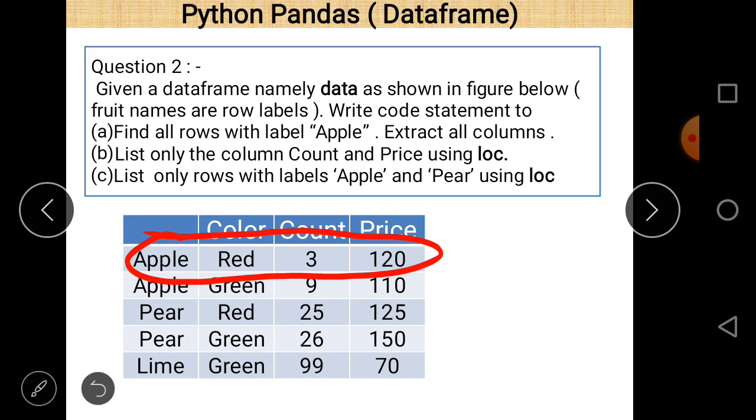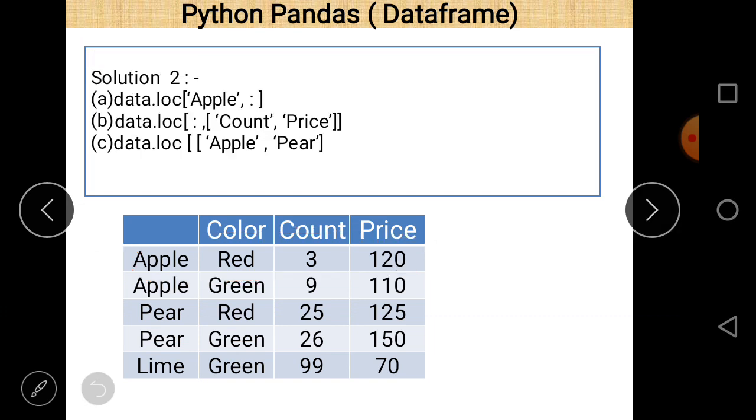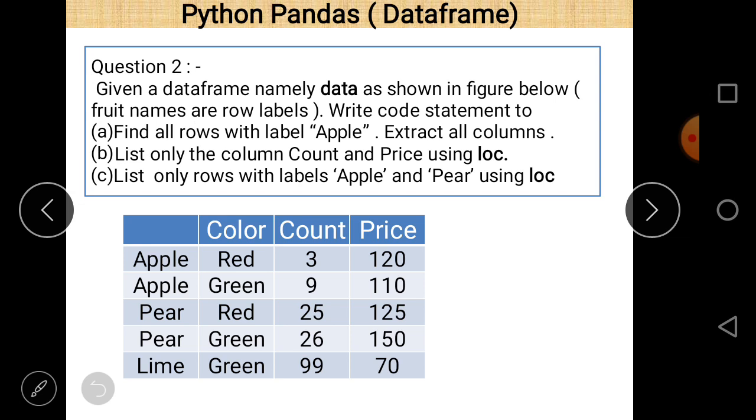So what we have to do for this, just write data dot loc, and then as I told you, there are basically two parts of loc. First part belongs to row and second part belongs to column, and always write row first and then after that column, and there is a comma sign between row and column which separates row and column. So since there is only a single row here, and in the question it is given to find all rows with label apple, and the label name is apple.